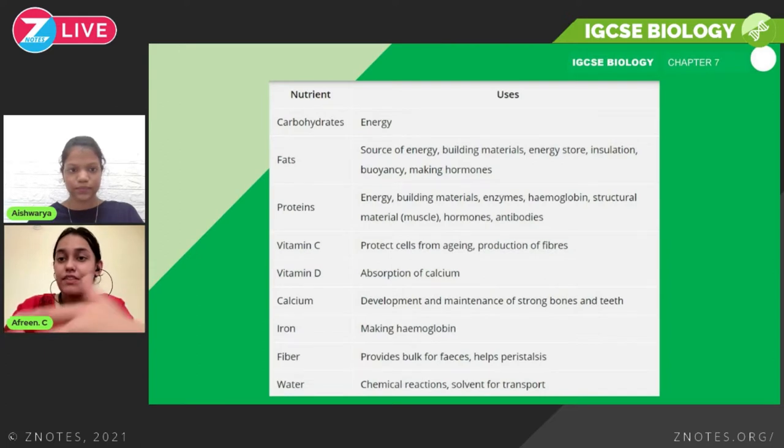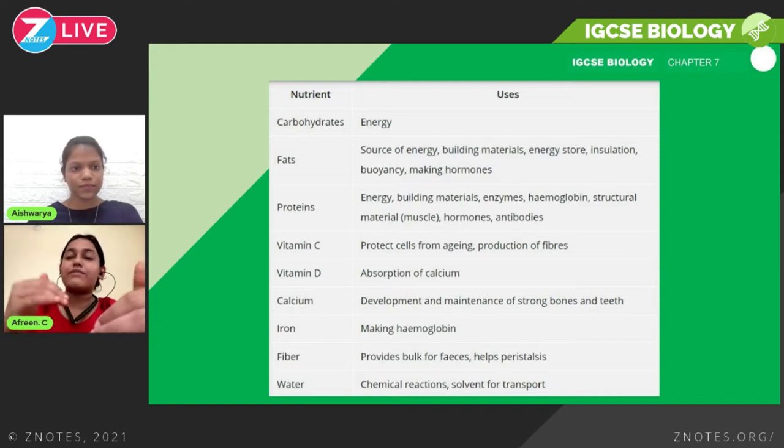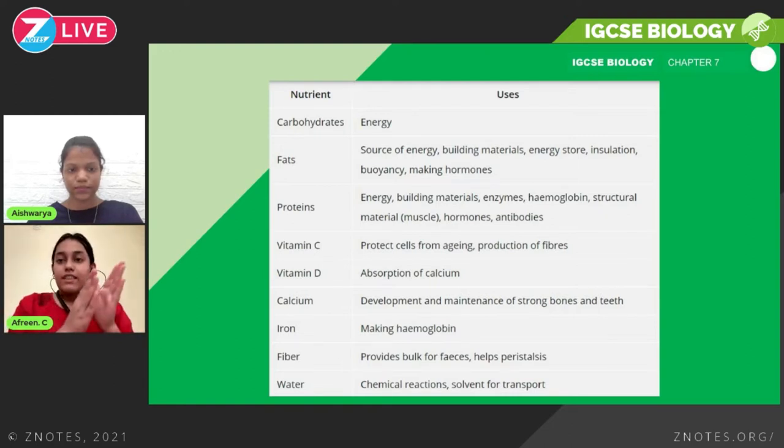And next we have the main nutrients. There are 7 main nutrients that IGCSE Biology needs you to know: carbohydrates, fats, proteins, vitamins, minerals, fiber, and water. Carbohydrates are needed for energy. We've already discussed this in previous chapters: there are metabolic reactions happening inside cells, which release energy from food molecules, and glucose is a reactant in that. Glucose comes from carbohydrates.